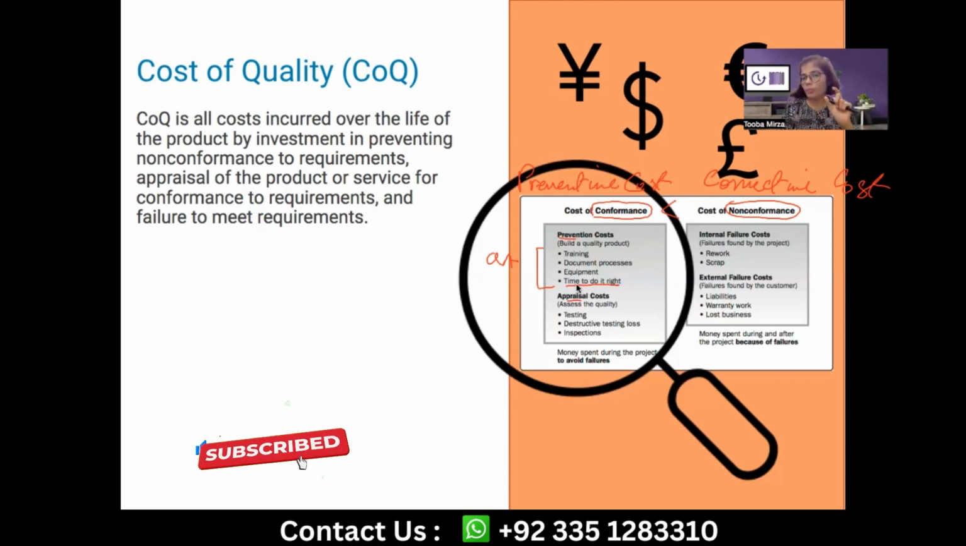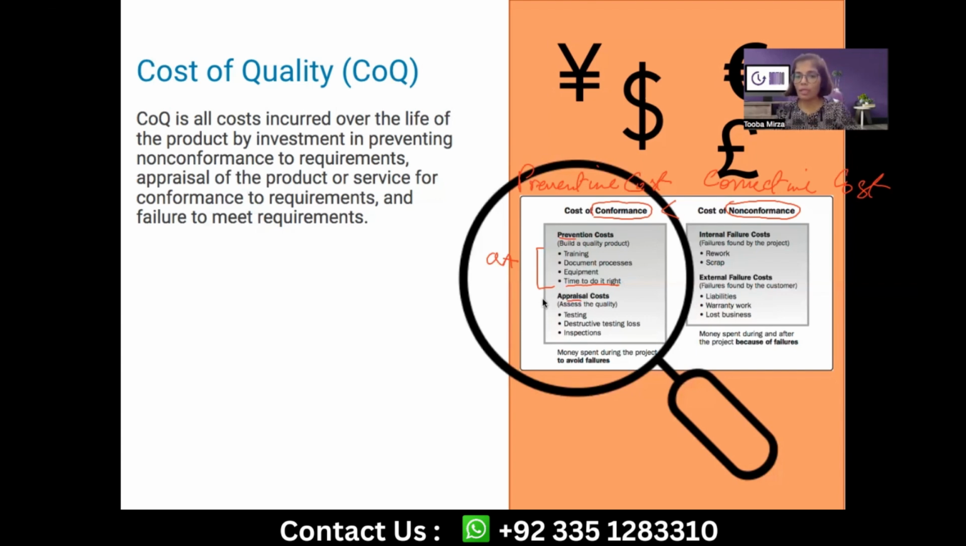So the time to do it right is very important when it comes to the prevention cost, that you understand this is the right moment to spend or this is the right moment to do something. So this is a quality assurance cost, where whatever you spend or do with respect to ensuring process, SOPs, procedures, guidelines, skill set, capabilities, whatsoever. The other head is appraisal cost.